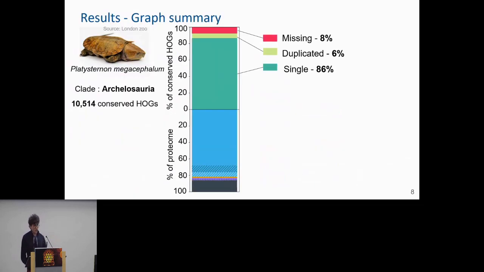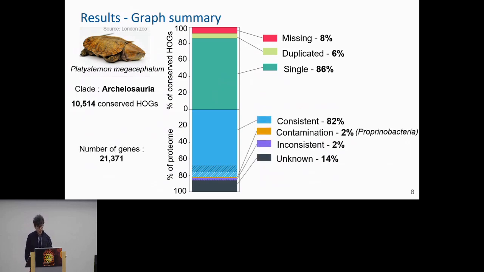So here is what our OMArk output looks like. Here I gave the example of a turtle. We have 10,000 conserved HOGs, which we use for completeness assessment. We can see this proteome is mostly complete, but still missing around 10% of the genes. In terms of consistency, even though we have most of these genes, we still find 15% of genes for which we don't know homologs, which in this clade in particular might be mistakes. We also detect a bit of contamination from a bacteria.